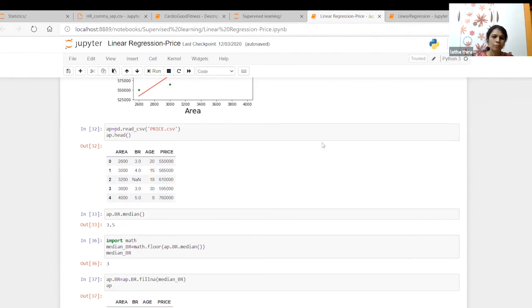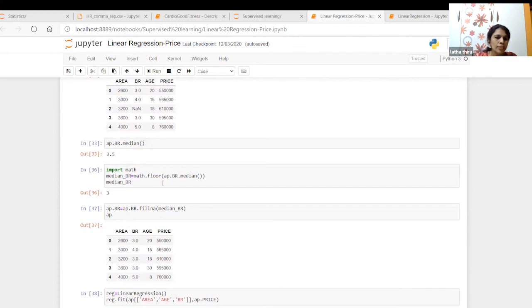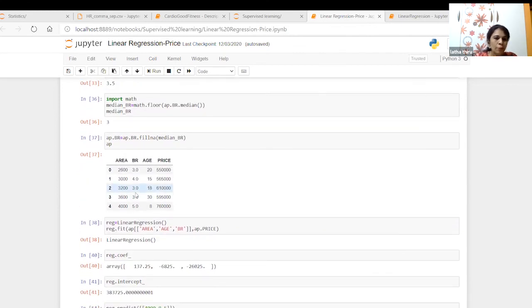Roughly, no, we cannot replace it with the median, because 3.5 is about bedrooms. Can the number of bedrooms be 3.5? Exactly. So do you understand my point? We won't be able to do it with the median just like that. So I'm making it an integer and replacing it with the number 3.